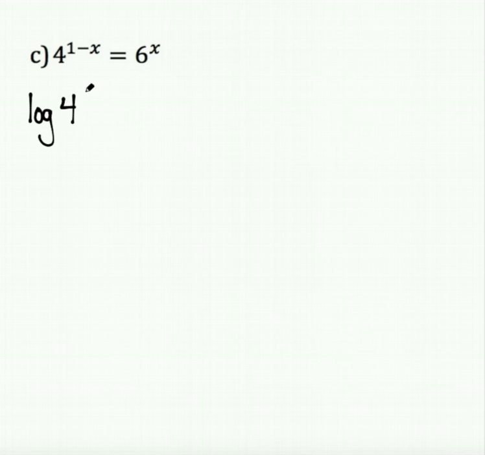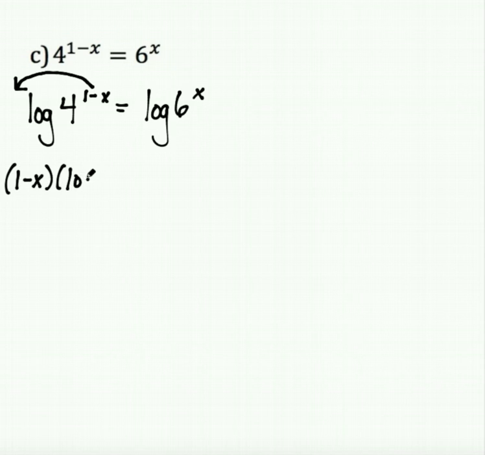So I'm going to rewrite this as log of 4 to the 1 minus x is equal to log of 6 to the x. Now, once I have it rewritten like that, I can use my power rule that says take this power of 1 minus x and throw it out in front of the log. So that's going to give me 1 minus x times log of 4 is equal to, same thing on the right-hand side, I can use the power rule to take this x and drop it out in front, x times log of 6.